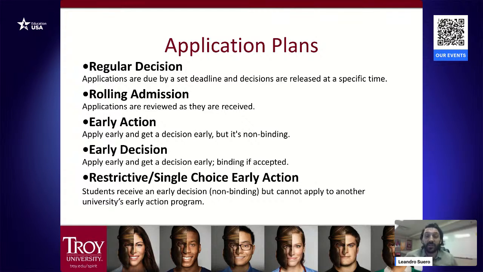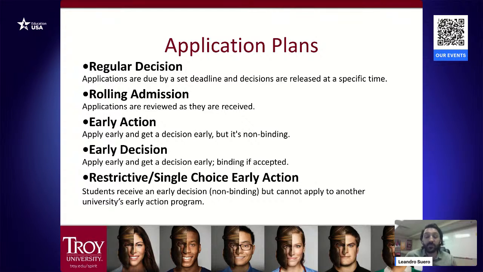Now, early action. This means that some universities, even though they have a set deadline, will give you an early decision if you apply between a specific set of dates. It is non-binding, meaning that you don't have to automatically commit to that university. But they have this option that if you apply before a certain date, they will give you an early decision. You don't have to wait for the later specific date, like regular admission.